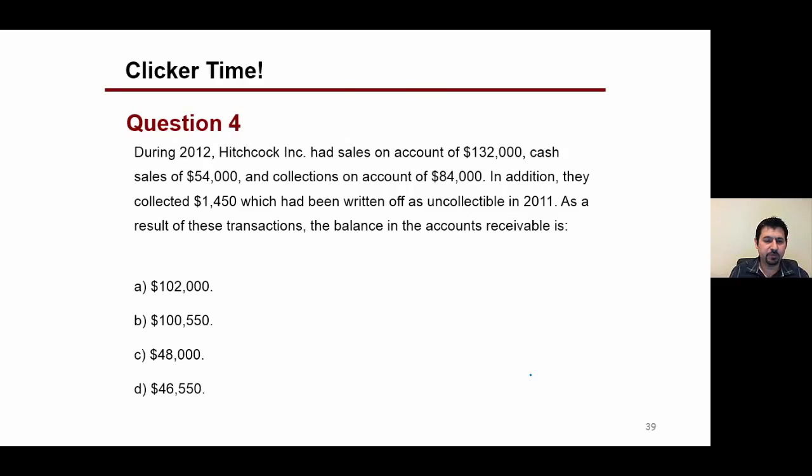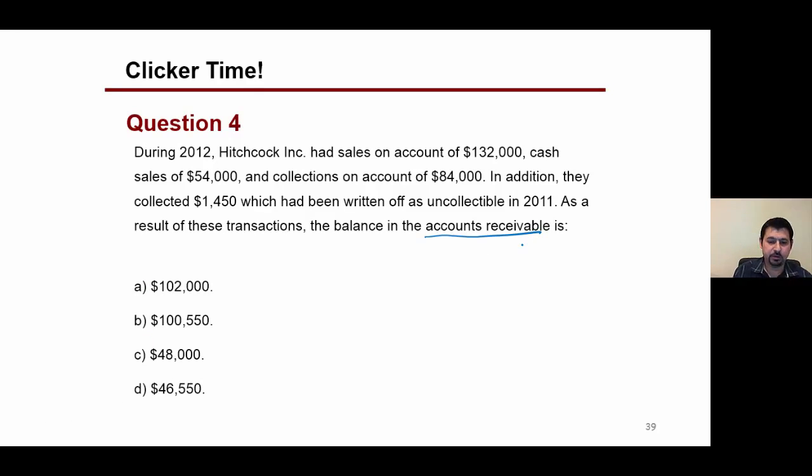During 2012, Hitchcock Inc. had sales on account of 132,000, cash sales of 54,000, collections on account of 84,000. In addition, they collected 1,450, which had been written off as uncollectible in 2011. As a result of these transactions, the balance in the accounts receivable is. So here they are asking us to calculate the balance in accounts receivable.